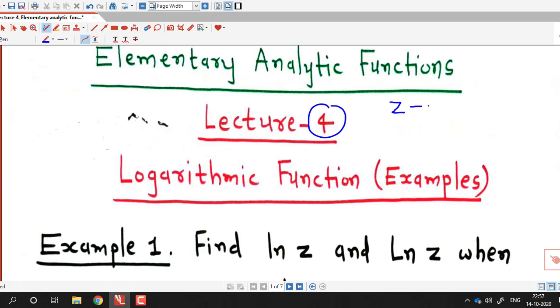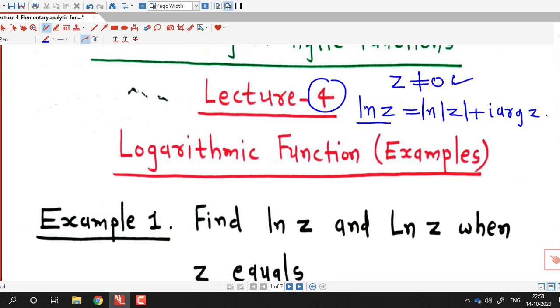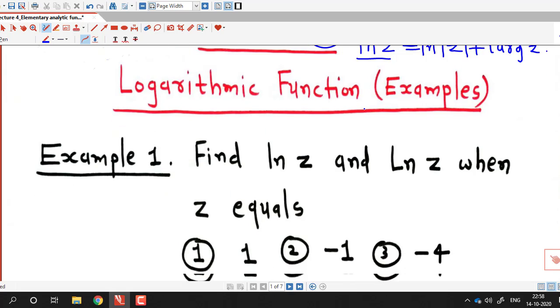If z is any non-zero complex number, the natural logarithm of z is denoted by ln z and is defined as ln mod z plus i into argument of z. So we require the absolute value of z and the argument of z to decide the natural logarithm of z. We will use this definition throughout this lecture.